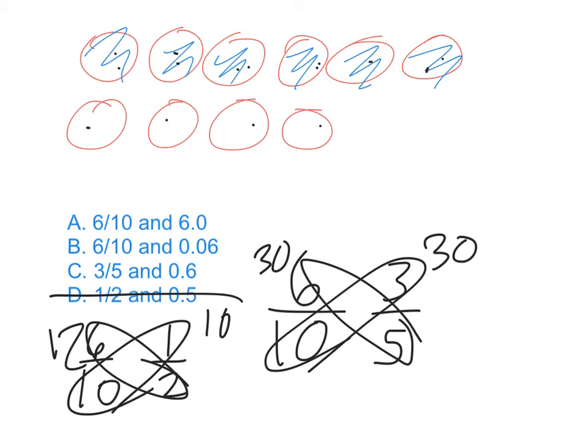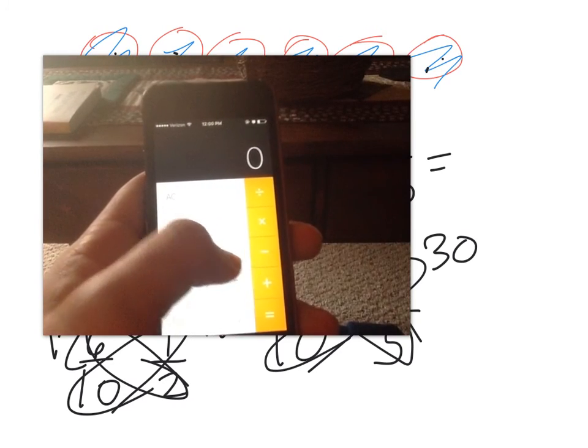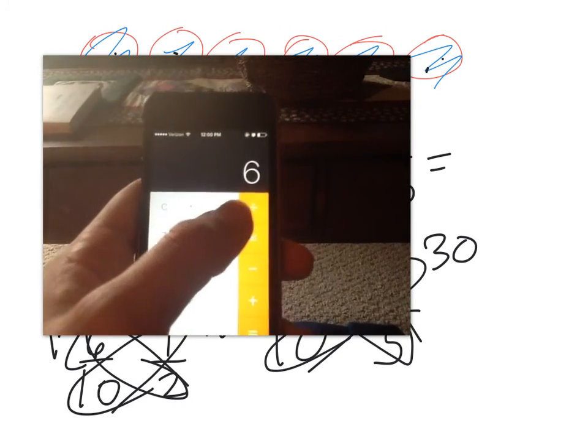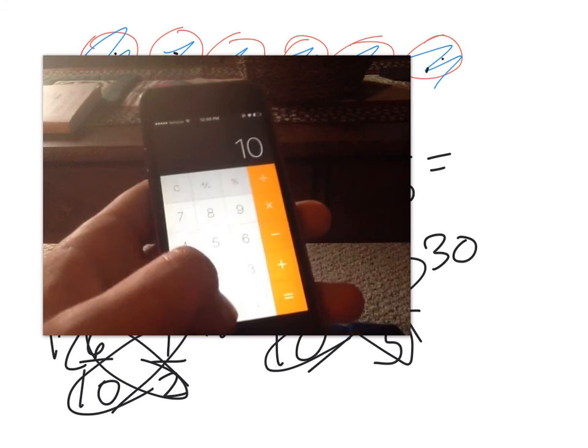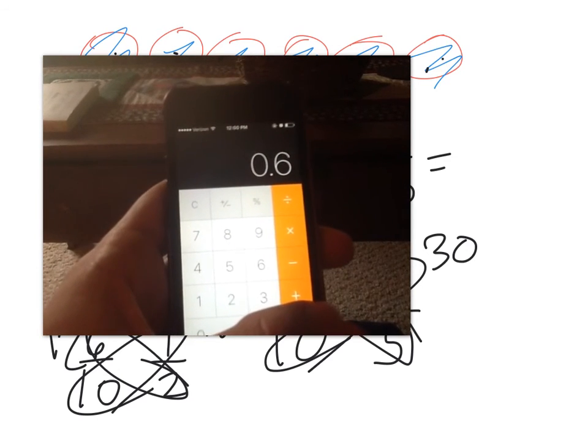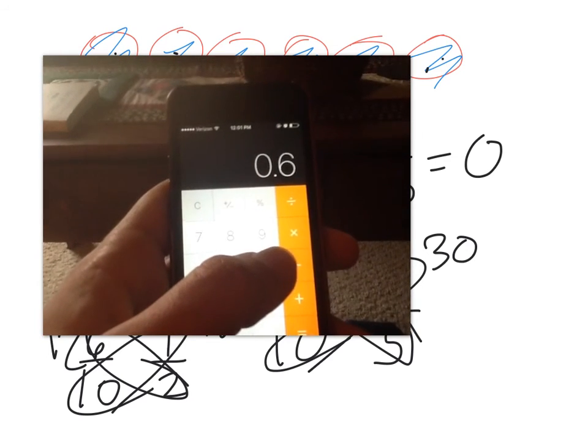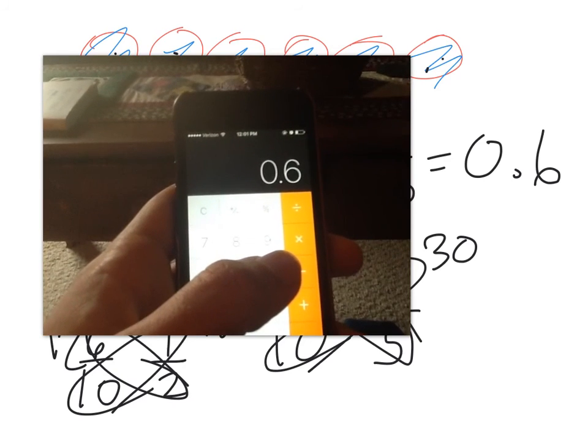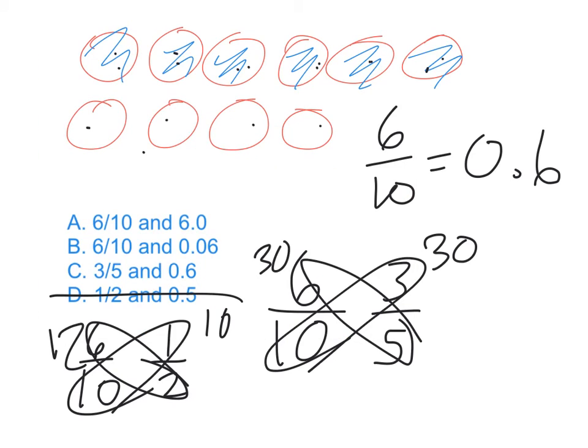But I have to now narrow it down between the 3 ones that are left. So what I'm going to do is take the 6/10 and turn that into a decimal. So I've got 6/10, so I need to do 6 divided by 10. That will give me 0.6. So my final step in this process is just making sure I can find the one that matches. So I've got 6/10 and 0.6. Well, this first one says 6/10 and 6.0.